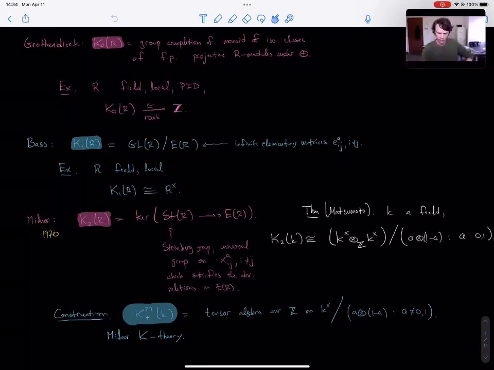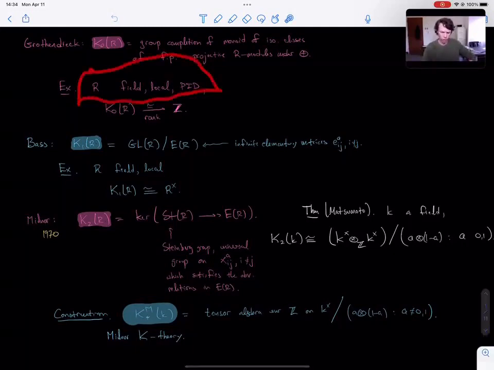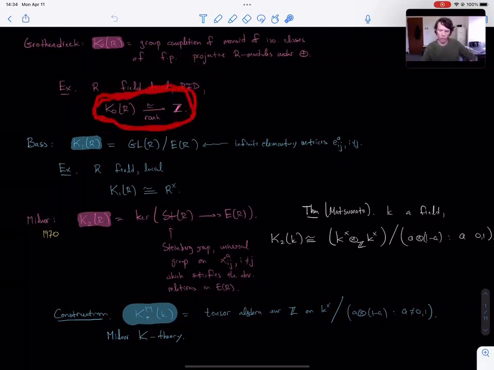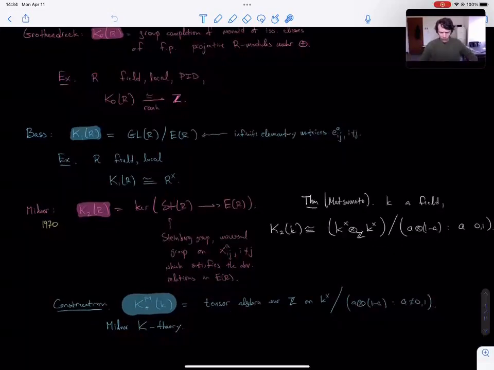For us, all of our rings are going to be local rings, or PIDs even, or valuation rings, or quotients thereof. And in that case, K0 is always just isomorphic to the integers. There's a natural rank map just given by taking the rank of a finitely generated projective module, and that induces an isomorphism. So there's not really much to say about K0. K1 is a little bit more interesting.